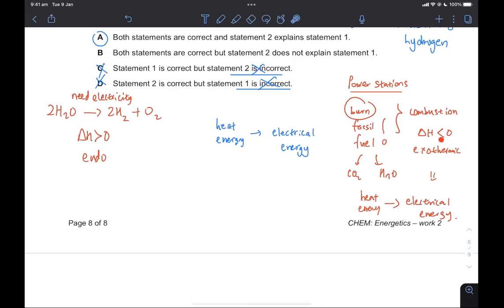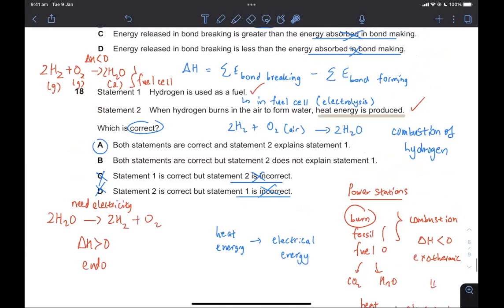The energy that you release from the combustion of fossil fuels, this is a chemical change. That energy is converted to electrical energy. It's the same thing for a fuel cell. Therefore, this explains number one. Happy? So it does not mean it's incorrect. It does explain number one. It's the very reason why it's used as a fuel. Right. Next question. Anyone got any more questions in this work?